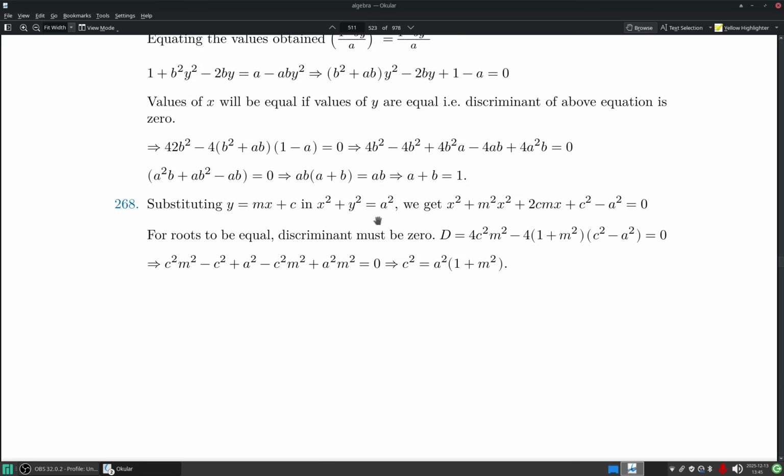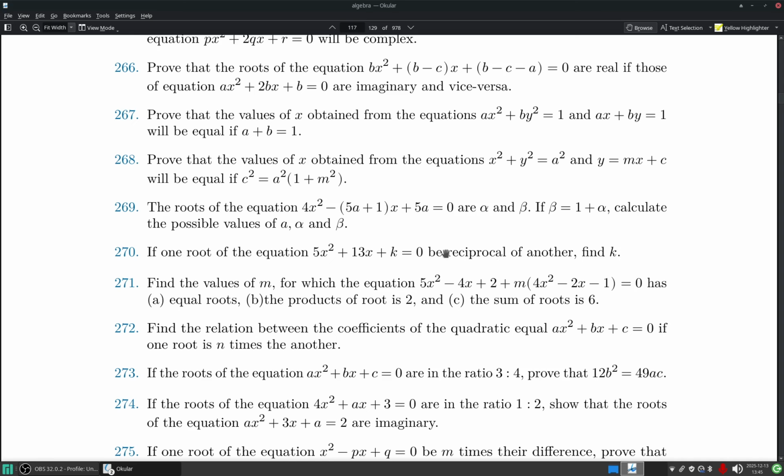So we put this value in the second equation. We get x square plus m square x square plus 2cmx plus c square minus a square is equal to 0. And for roots to be equal, discriminant must be 0. So we get 4c square m square minus 4 into 1 plus m square into c square minus a square is equal to 0. So we simplify and we get c square is equal to a square into 1 plus m square.